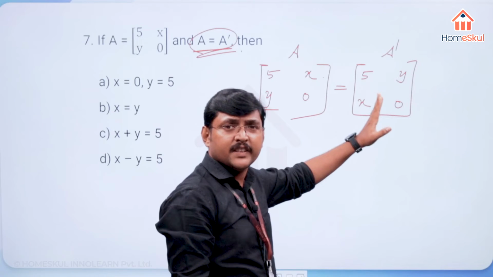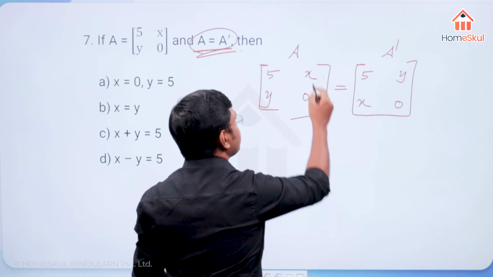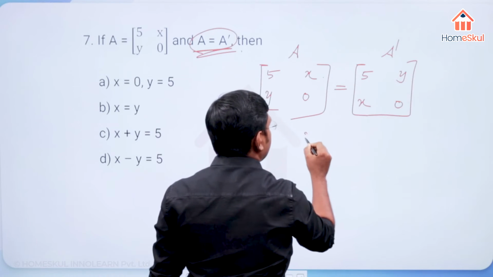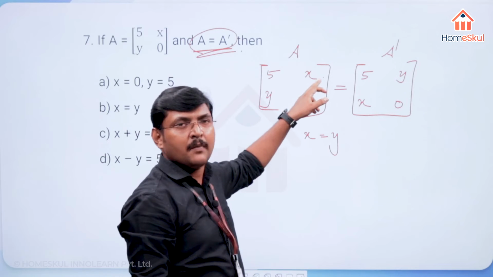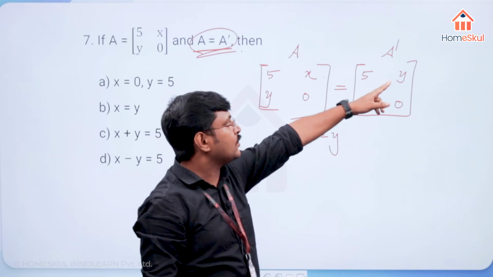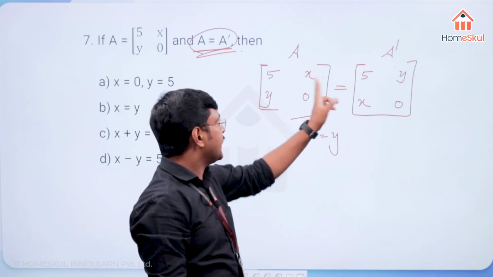Here we can say that x is equal to y, because both are equal matrices. Since the order of these two matrices is the same and both are equal, from this frame, x is equal to y. X is equal to y. Because x is the first row, second column element. Here also y is the first row, second column element. So x is equal to y. That's the frame we are getting.